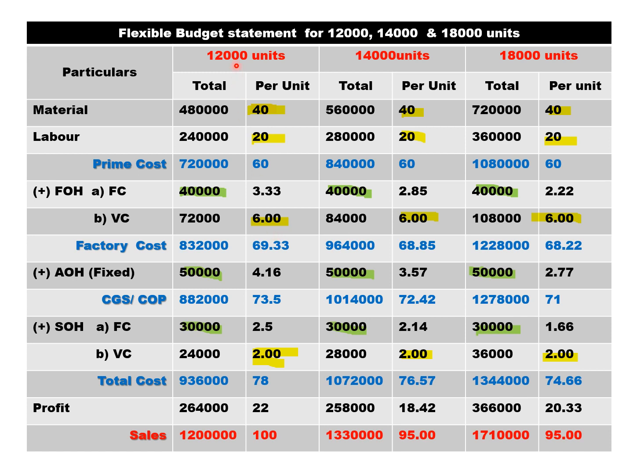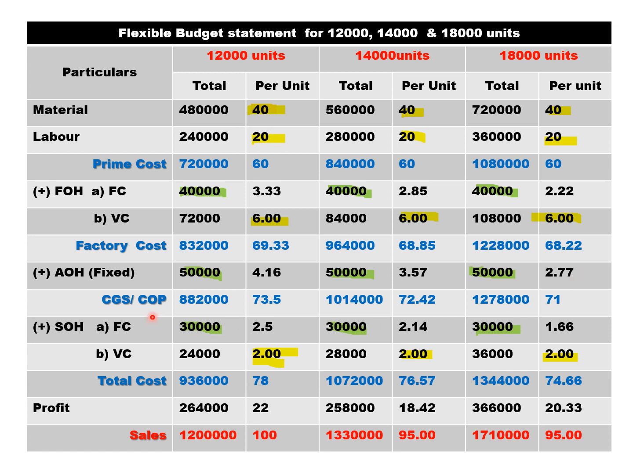So 6 into 12,000, it's 72,000. 6 into 14,000, it's 84,000. 6 into 18,000, it's 1,08,000. So we get factory cost 8,32,000, 9,64,000, 12,28,000. Add administration overhead. It's all total is fixed. 50,000, 50,000, 50,000, 100% fixed. No variable at all. So 50,000 divided by 12,000, it's 4.16. 50,000 divided by 14,000 is 3.57. 50,000 divided by 18,000 is 2.77.